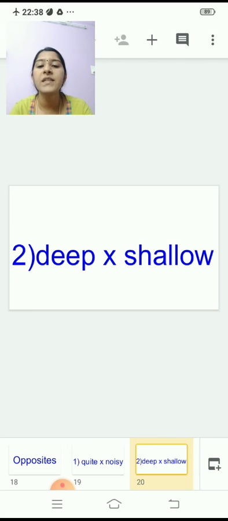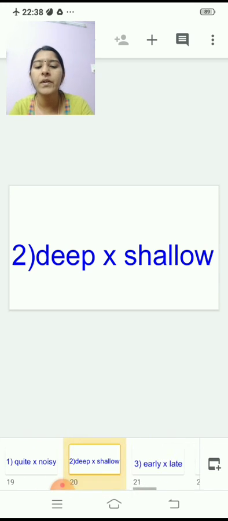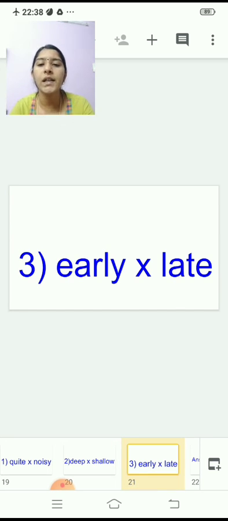Second one, deep, shallow. When you go to the beach, the water will be very deep when you go inside. That is deep. Shallow means you can just walk into the water, it is not difficult to walk on that. So deep, shallow. Third one, early, late.